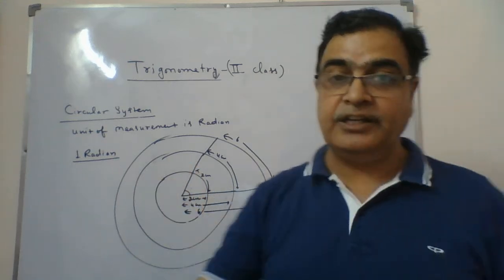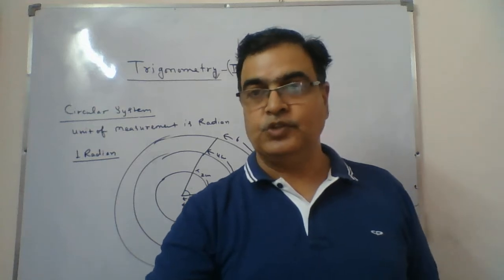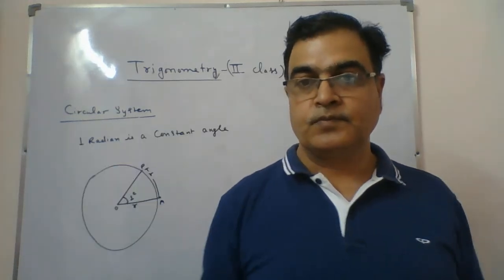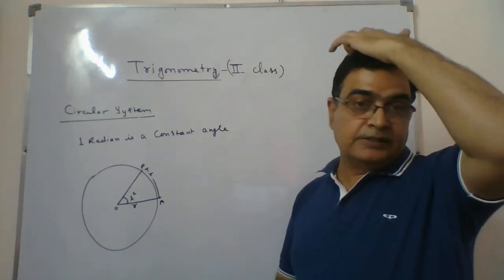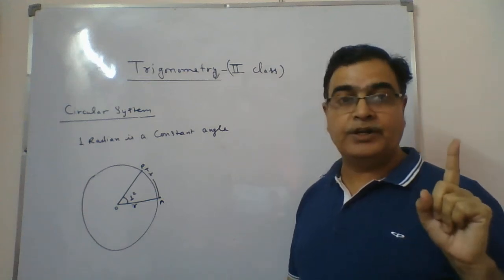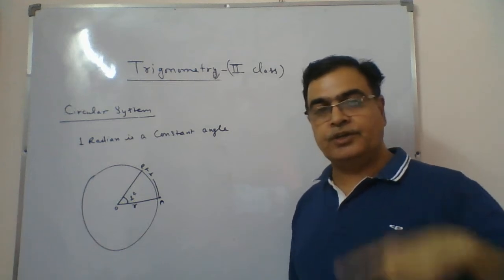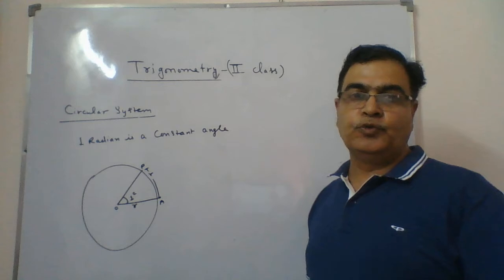So now we are proving that radian is a constant angle. Coming to the next result, which I told you, that 1 radian is a constant angle. One method I told you was when we just increase the radius, that was clearly visible. Now we'll prove it also.